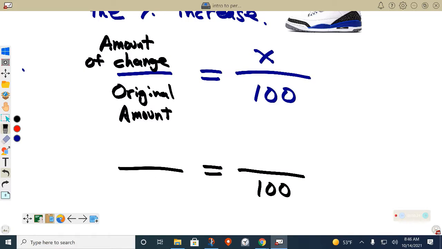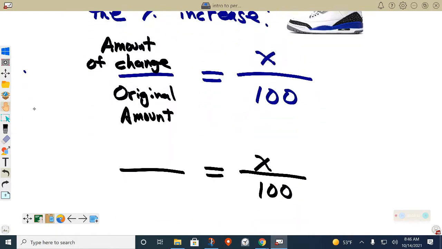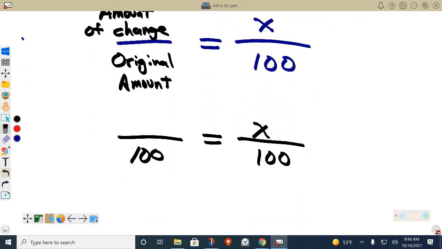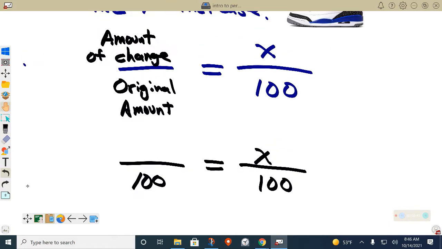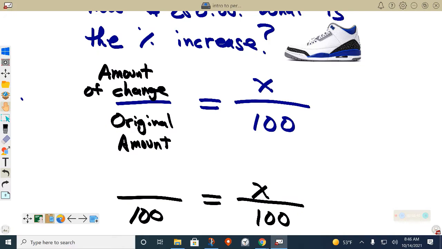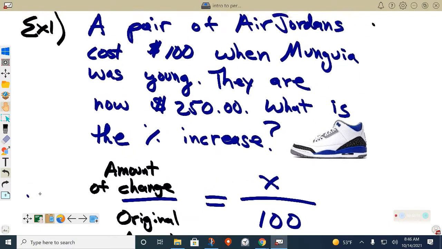100 over x. What's the original price of the Jordans when I was a little kid? 100 bucks. That goes right here. That's the original amount for the Jordans. Now, what was the amount of change? What was the price increase? 250 is the new price, but what's the increase? 150. From when I was a kid to now, it went from 100 to 250.